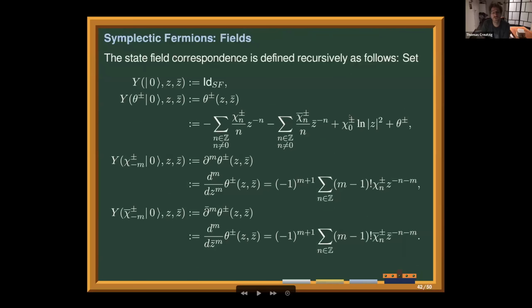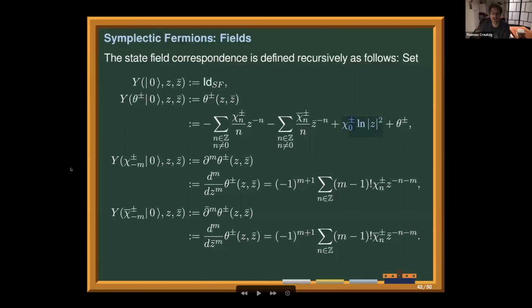Now one wants of course to define a field for every vector. And so to the vacuum, the vacuum is always identified with the identity. That's easy. Now the fields corresponding to the functions theta plus and theta minus are these expressions. Well, the precise formula is not that terribly important, but what is important is that here you also see a logarithm, which you usually don't have in fields.